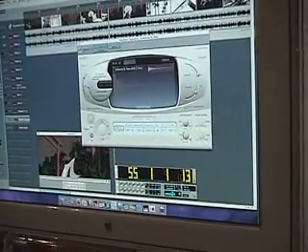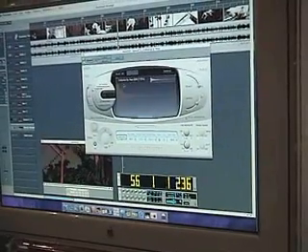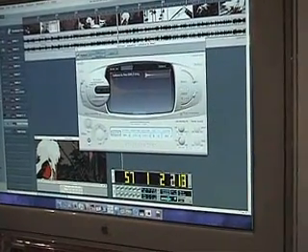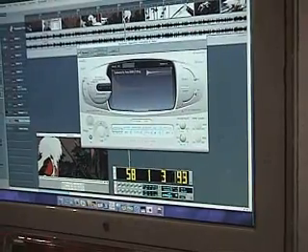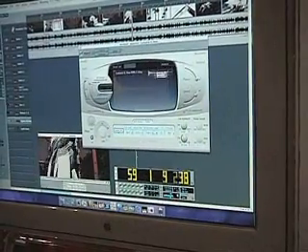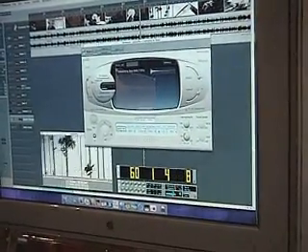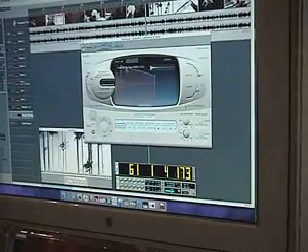Over here you have your volume envelope. Let's bring it back up. Where you can draw the space, draw the amplitude envelope of the reverb signal.